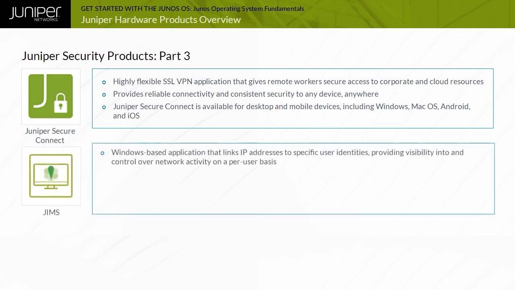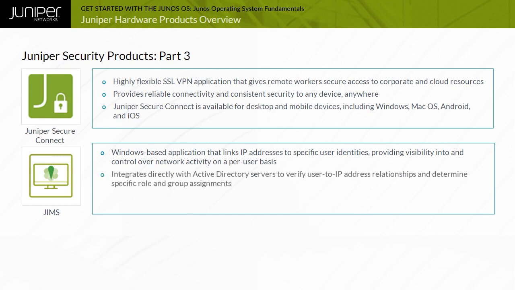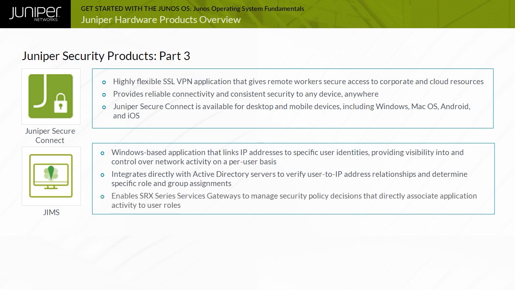Juniper Identity Management Service, or JIMS, is a Windows-based application that links IP addresses to specific user identities, providing visibility into and control over network activity on a per-user basis. JIMS integrates directly with Active Directory servers to verify user-to-IP address relationships and determine specific role and group assignments. This enables SRX series services gateways to manage security policy decisions that directly associate application activity to user roles.